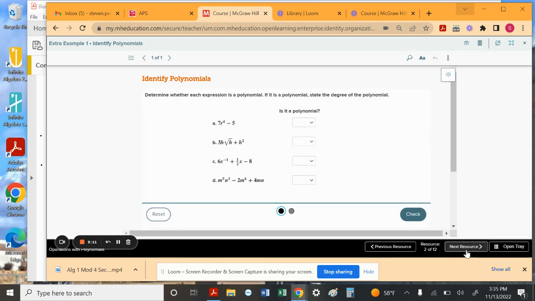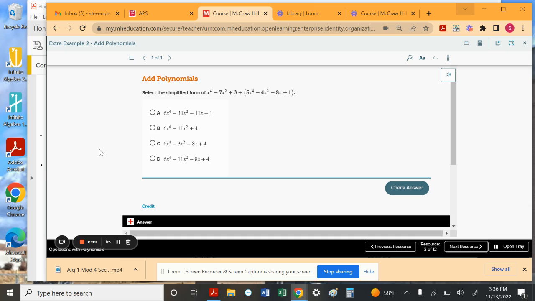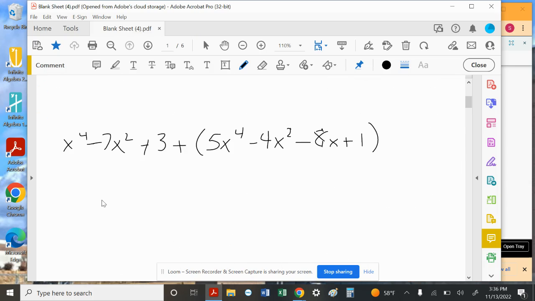Moving on to the next one, we see now that we want to add polynomials. To add polynomials, we have these right here. So we're going to go to another page and do that. Here we're going to be adding things. Of course, we're going to distribute the positive through in this particular case, and that doesn't change anything. So we still have x to the fourth minus 7x squared plus 3 plus 5x to the fourth minus 4x squared minus 8x plus 1.